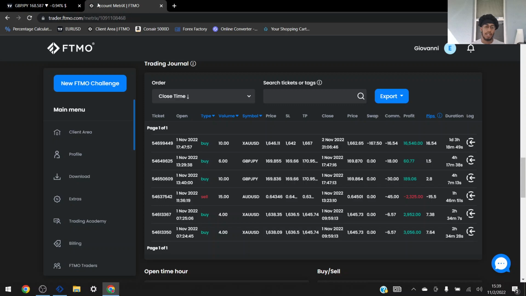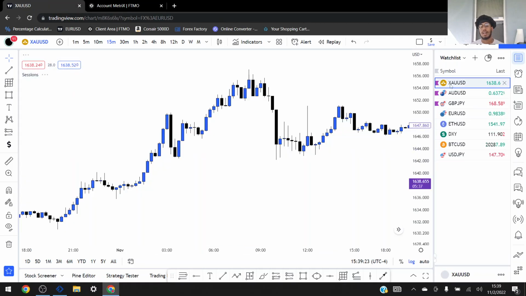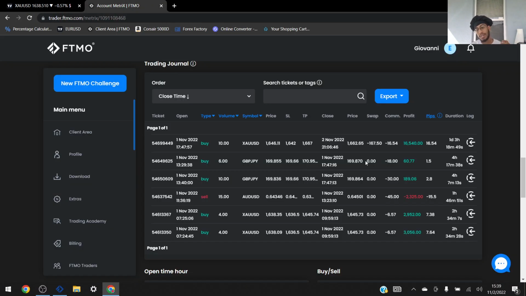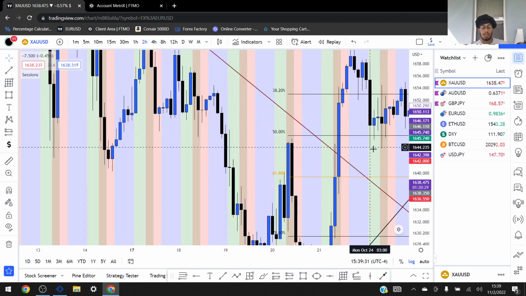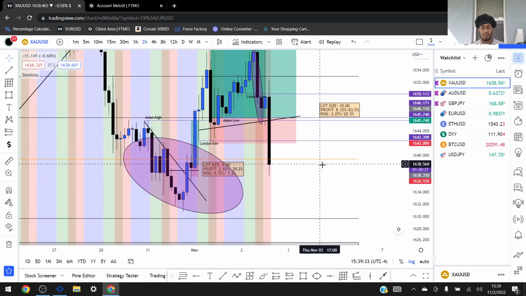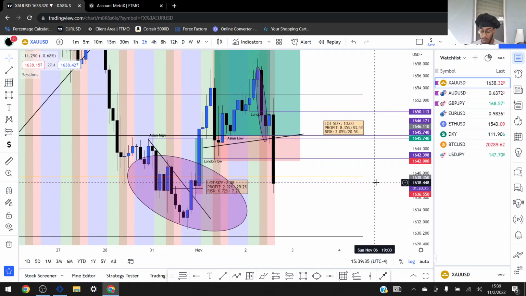And then from there, this was the monster trade that I took. This one granted me $16,000, and ended up with me passing the challenge. This is also on gold. Gold was blessing me.